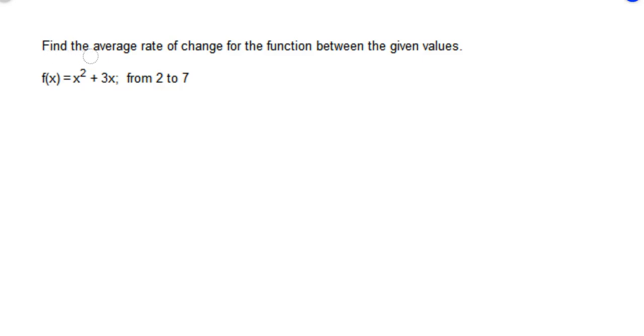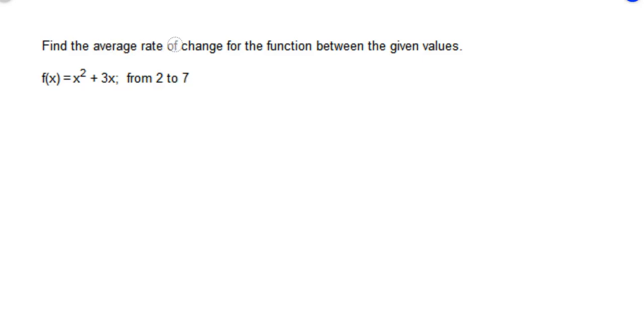On this question, we want to find the average rate of change for the function between the given values. The function we're working with is f of x equals x squared plus 3x. And we want to find the average rate of change from x equals 2 to x equals 7.